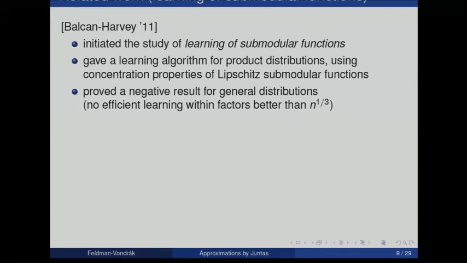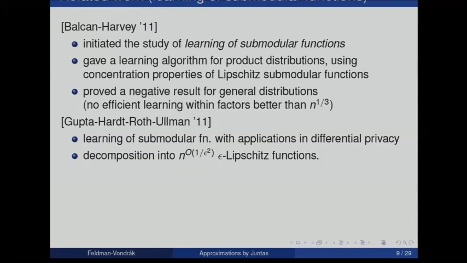They also proved that it's more or less hopeless to learn these functions under arbitrary distributions. So from now on, let me just talk about the uniform distribution. Another interesting paper was by Gupta et al., who had an application in differential privacy. Let me not describe that.